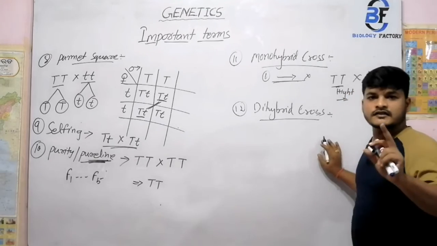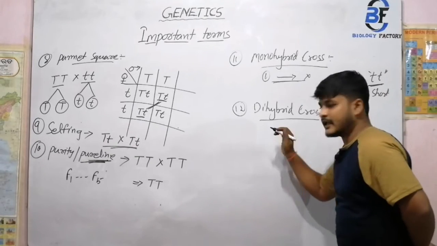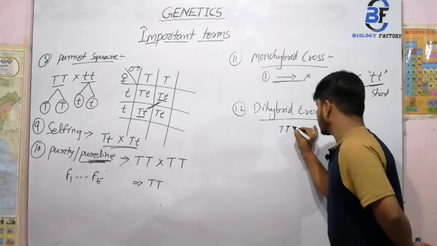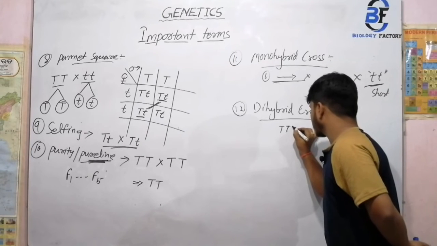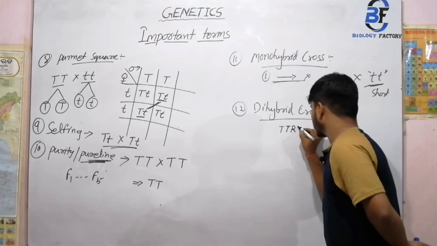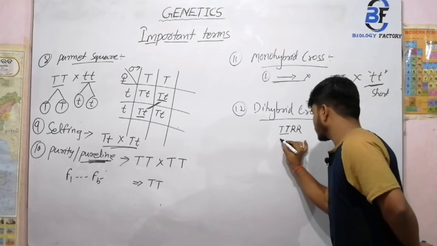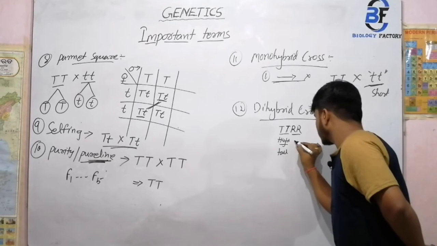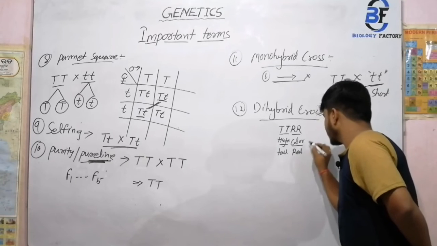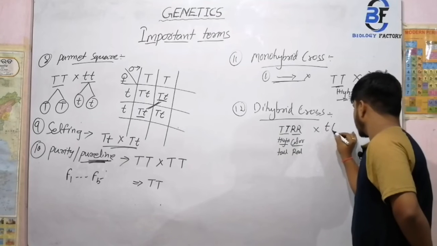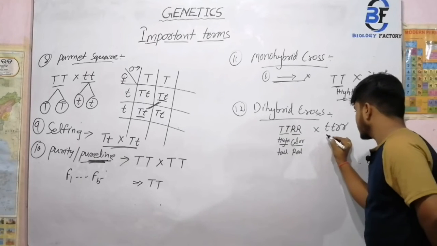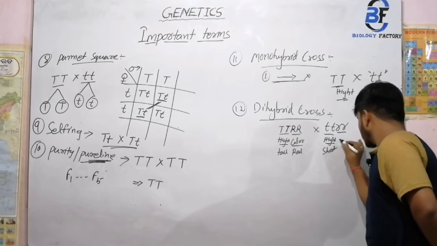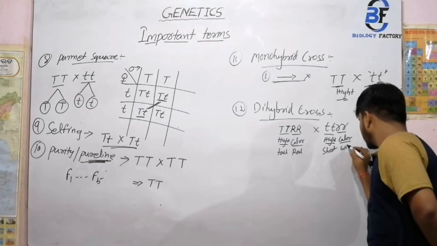Dihybrid cross means we take two characters. Consider that di means two. One character is capital T, the height, which is tall, and another character is the color, which is red, capital R. It is crossed with small t, which is also the height but short here, and the color, which is white here.